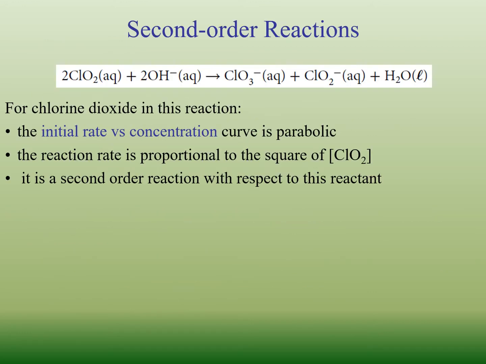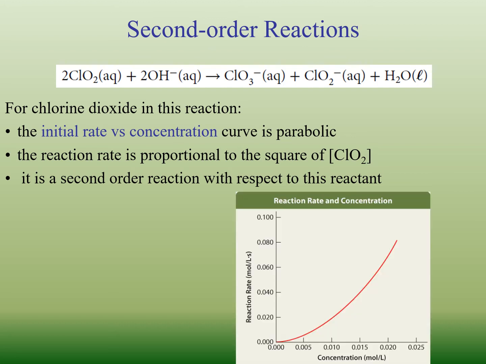Second-order reactions differ from first-order reactions when you plot reaction rate versus concentration. Looking at the reaction rate of chlorine dioxide in this reaction, in which it reacts with hydroxide ions, we get the following graph. The initial rate versus concentration curve is parabolic. That is, it is half a parabola with its vertex at the origin. It is not straight, as in first-order reactions.